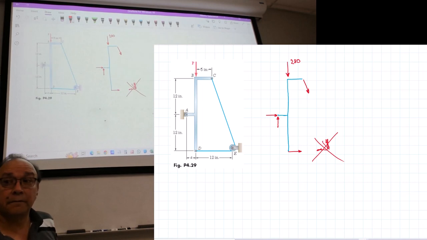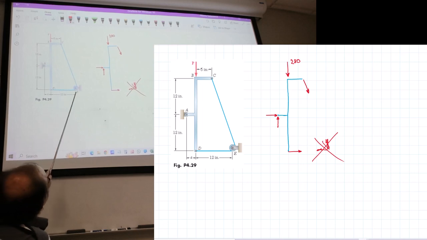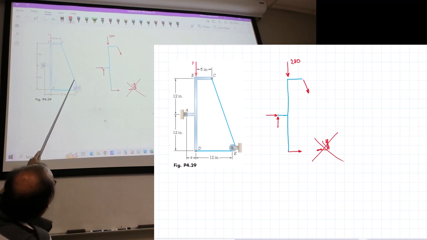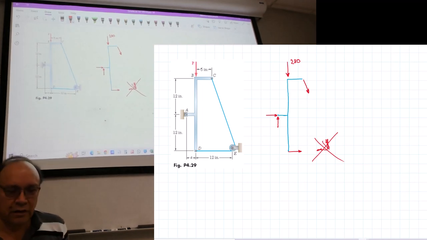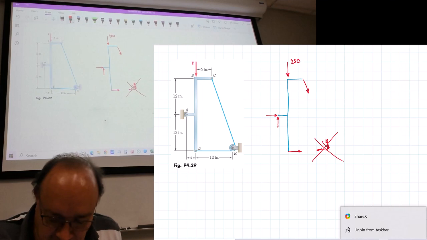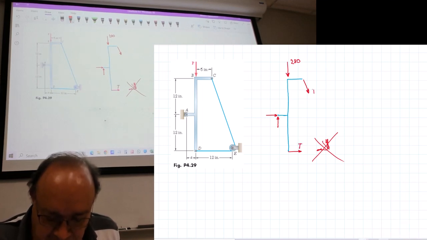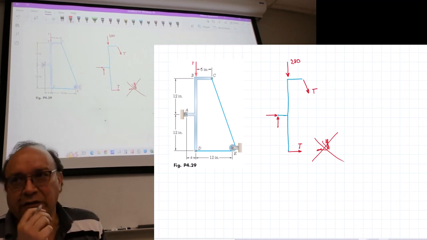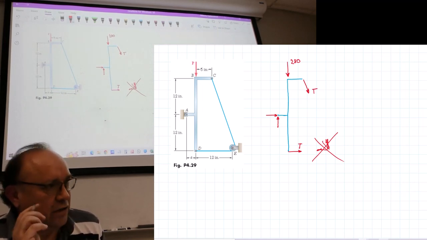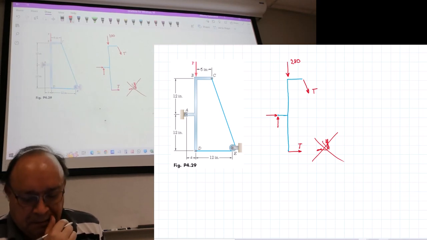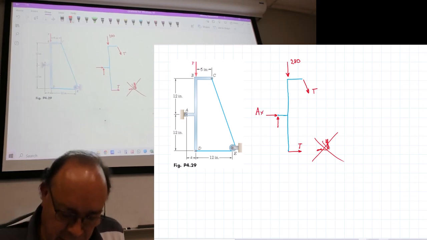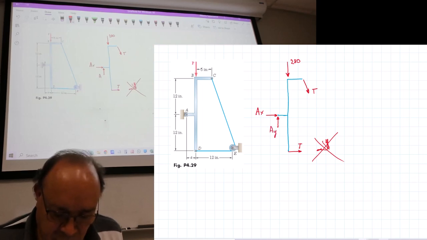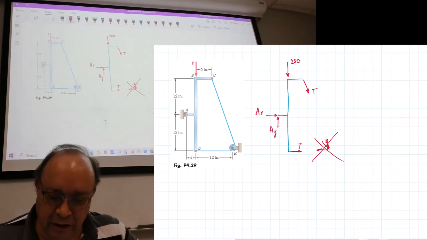All right, is the force on D equal to the force on C? Yes, because it's a cable that goes through the pulley, and we know that when you have a pulley, the force on both sides of the pulley is the same. So you can give the same name. I would call it T, tension, or you can call it TCD, something. T for tension on the cable. And then this will be AX, and AY.